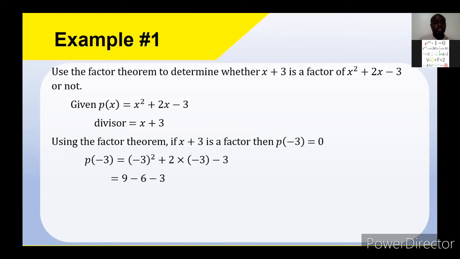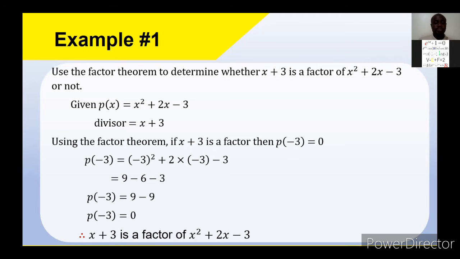So p of negative 3, so we are substituting here. So it's negative 3 squared, that should give us 9. 2 times negative 3, that should give us negative 6. Okay, and we have a minus 3 there. What do we do now? Basic addition. So that gives us 9 minus 9, that is 0. So indeed, this is telling us that x plus 3 is a factor of x squared plus 2x minus 3.